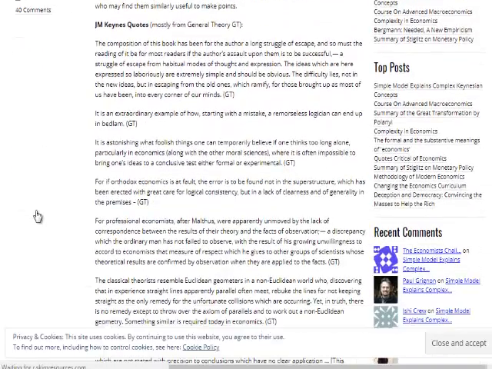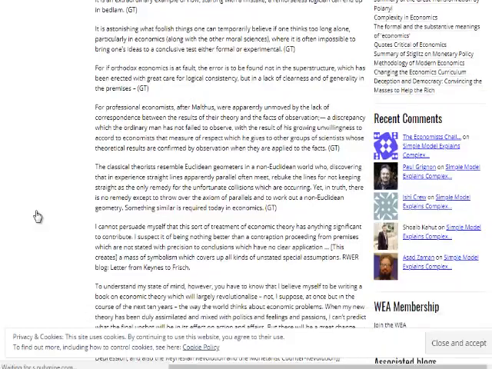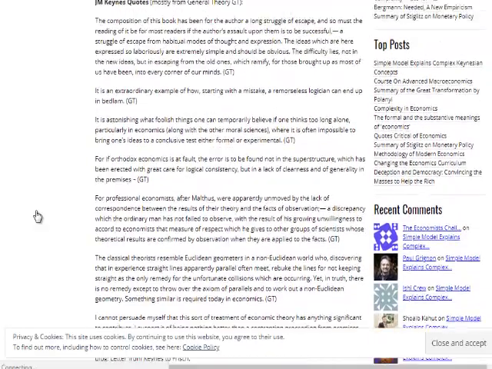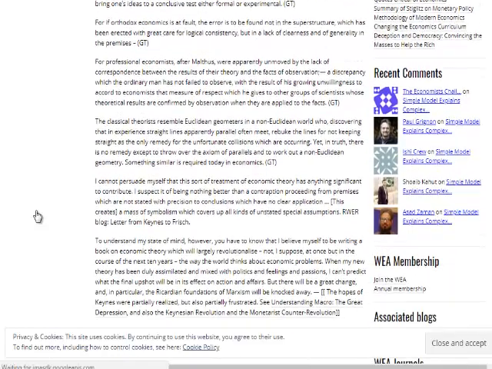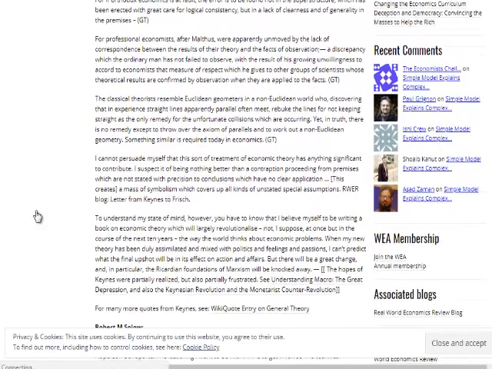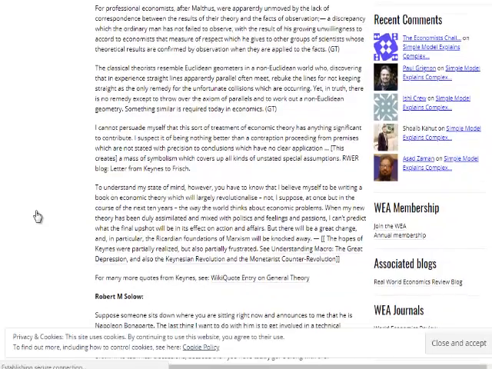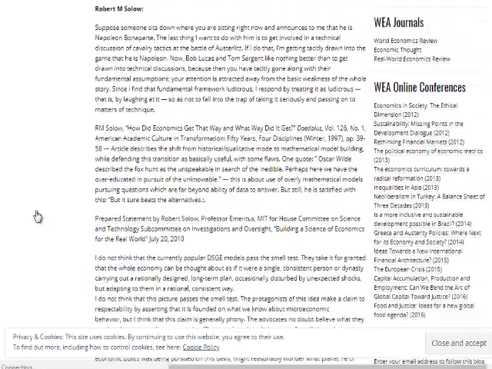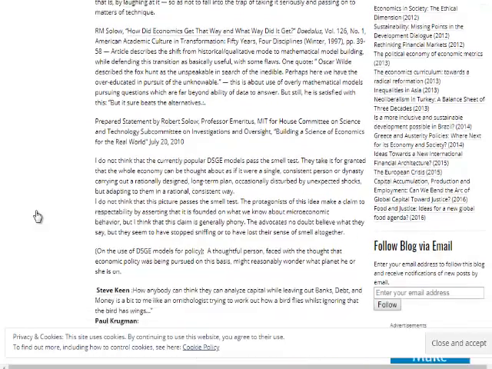Keynes, of course, was very frustrated with economists. He said that professional economists are unmoved by the lack of correspondence between the results of their theory and the facts of observation. Robert Solow says that if somebody says that I'm Napoleon Bonaparte, then you should just laugh. You should not enter into discussion with, well, what were your battle tactics in the Battle of Austerlitz? And he says basically Lucas and Sargent, they are madmen. That's what he's saying. Because they make crazy assumptions. And that's what they do.